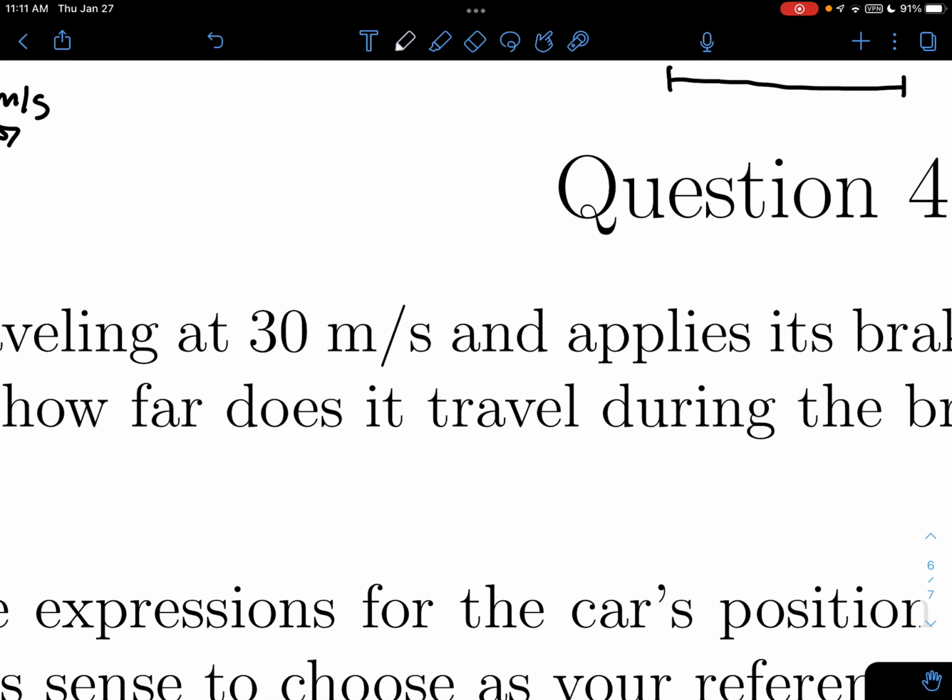And then after it starts braking, we were given that our acceleration, which we said would be negative, is negative 5 meters per second squared. Since our acceleration changes from here to here, we can't just look at it from the beginning somewhere and call that t equals 0. We want to find a time with a constant acceleration so that we can apply these equations. So I'm going to set t equals 0 to when the car starts braking.